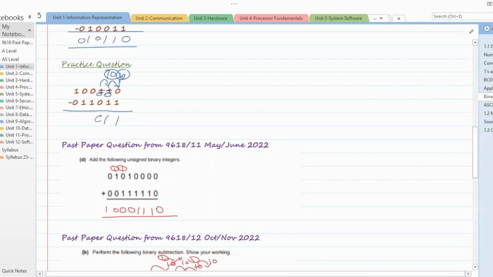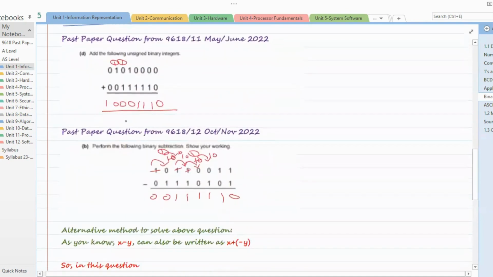0 minus 0 is 0. Now I have to borrow, but I can't borrow from here. This is 0 only. So I have to borrow from here to here. So this becomes 0. This becomes 1, 0. But I have to borrow from here to here. So this will become 1 and this will become 1, 0. Now 1, 0 minus 1 is 1. 1 minus 1 is 0. 0 minus 0 is 0. So this is your answer. Okay.